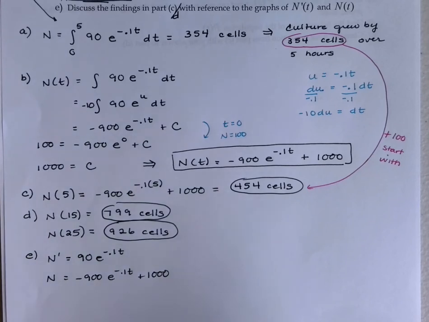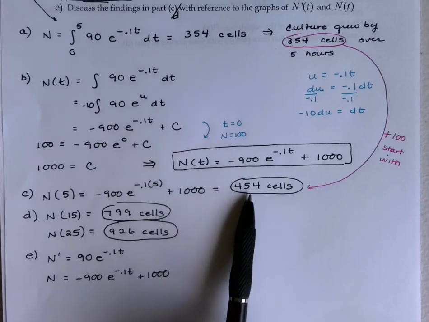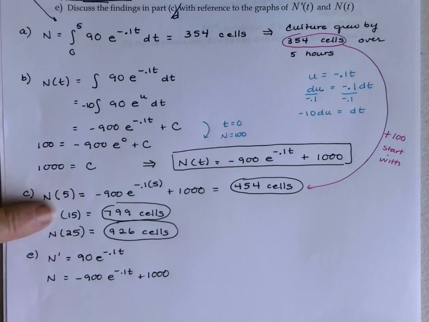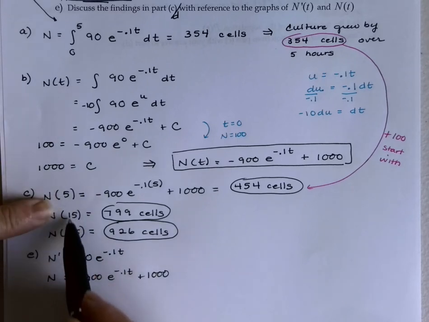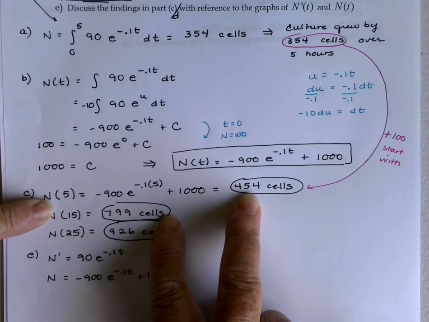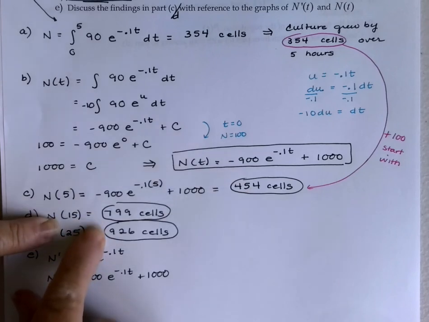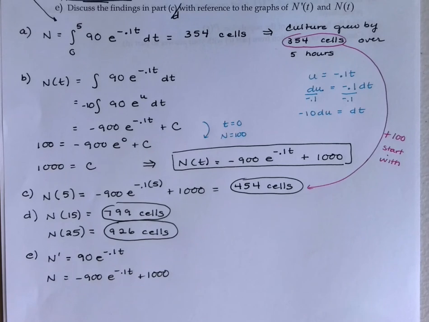Let's think for a moment about what's going on as time moves along. Certainly the number of cells is growing the further along we get. This population of cells is certainly increasing in size. But how is it increasing? Notice here, in this 10-hour period, we went up roughly 250 or so. But in this 10-hour period, we only went up about 125 or so. So while the cell culture is growing, the rate of growth is slowing.